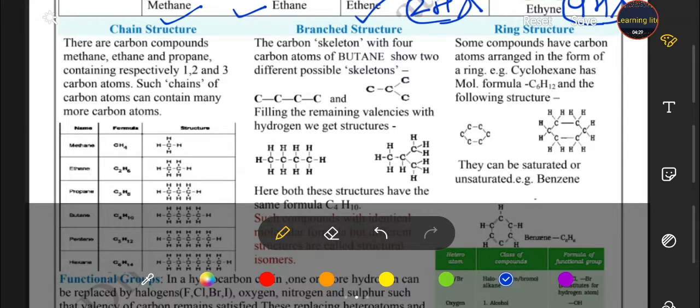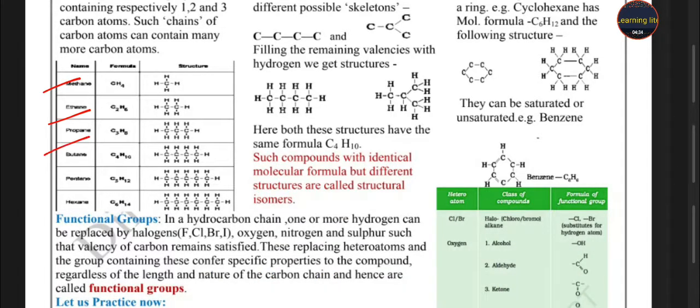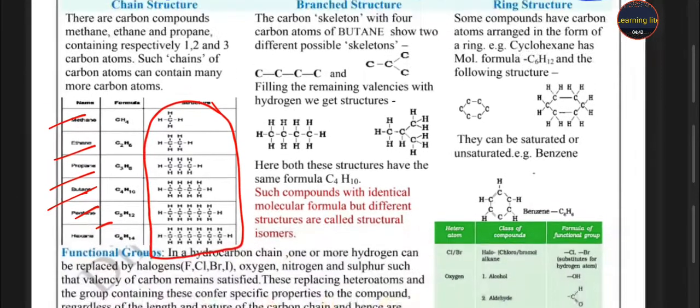What is the chain structure? This table is given to you. Methane, ethane, propane, butane, pentane and hexane. You have to draw the chain structures from here. Okay.